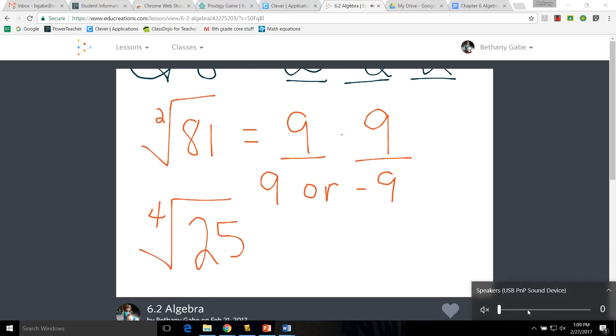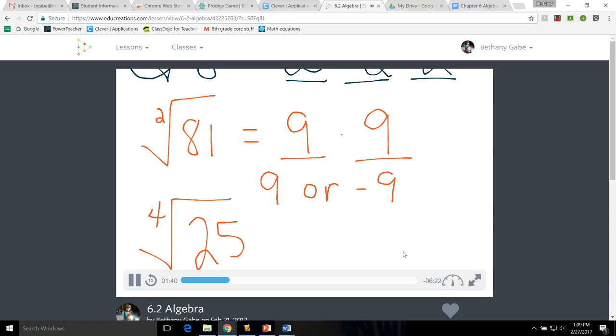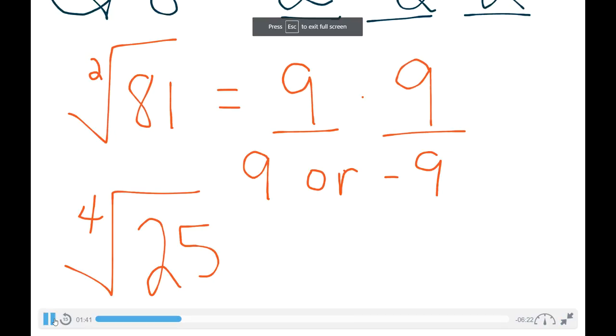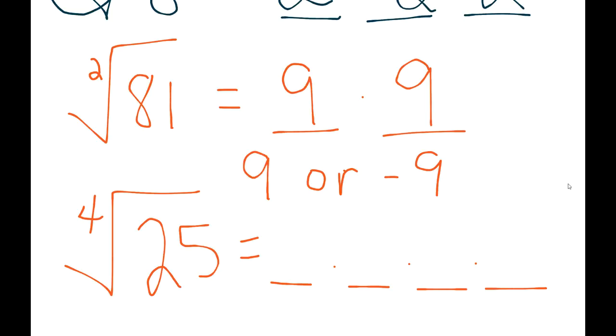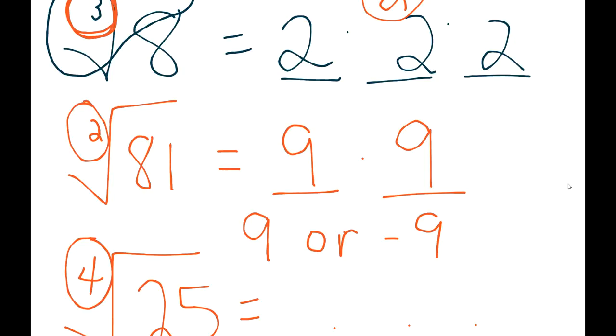So if you have, for example, the fourth root of 25, this isn't going to work because 25 is not a perfect fourth. But what that would do on your calculator is figure out what times what times what times what is going to be 25. And again, that would be positive or negative because it's an even root. Even roots have 2 answers. Odd roots only have 1 answer.